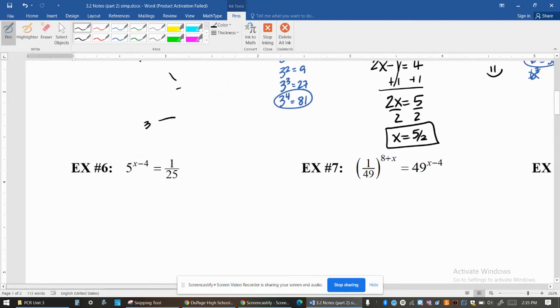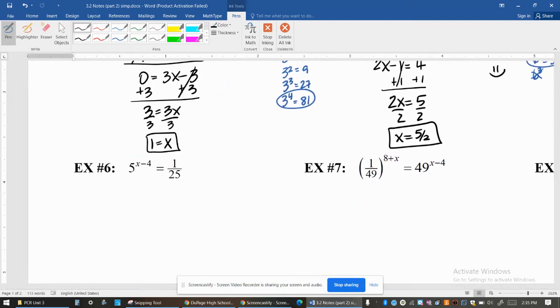Okay, let's try a few more. So I've got 5 to the x minus 4 power, and I've got 1 over 25. Now, thinking of 5 as my base, right? 5 to the first power, 5 squared is 25. But notice I don't have 25, I have 1 over 25, so that means that it must have been negative. Because if the exponent's negative, drop it like it's hot.